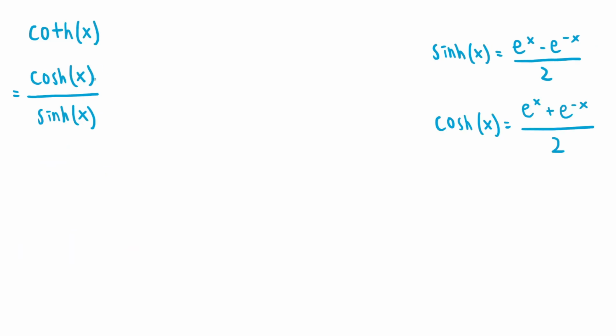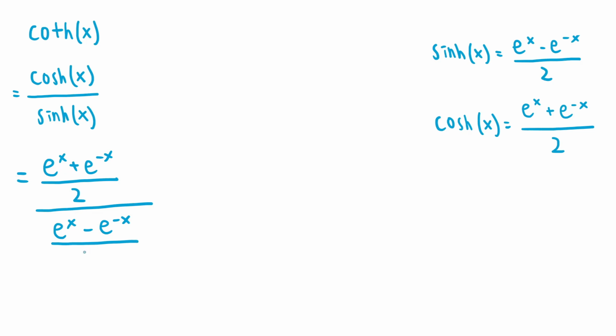Coth of x is defined as cosh of x over sinh of x. So we can use the definitions of cosh of x and sinh of x to rewrite this as e to the x plus e to the negative x over 2, which is the definition of cosh of x, and this is all divided by e to the x minus e to the negative x all over 2, which is the definition of sinh of x, and then if we multiply both the numerator and denominator by 2, this is just equal to e to the x plus e to the negative x over e to the x minus e to the negative x. So coth of x equals e to the x plus e to the negative x, all divided by e to the x minus e to the negative x.